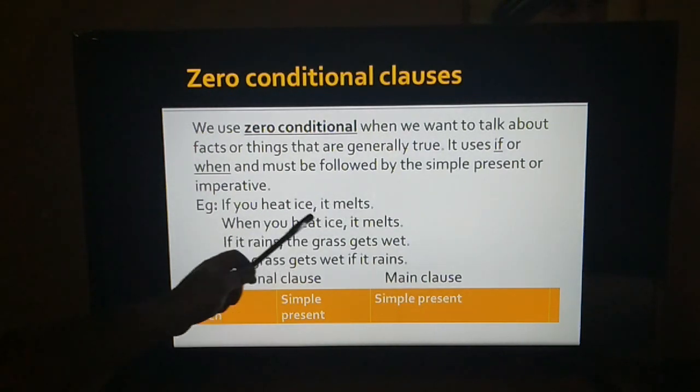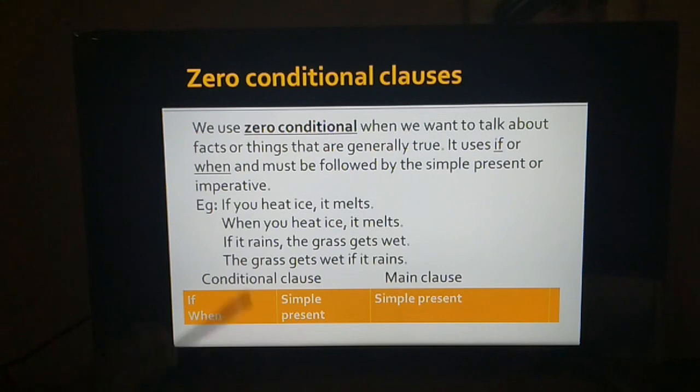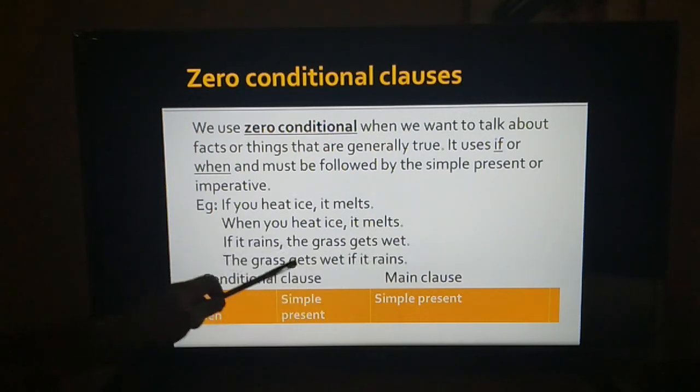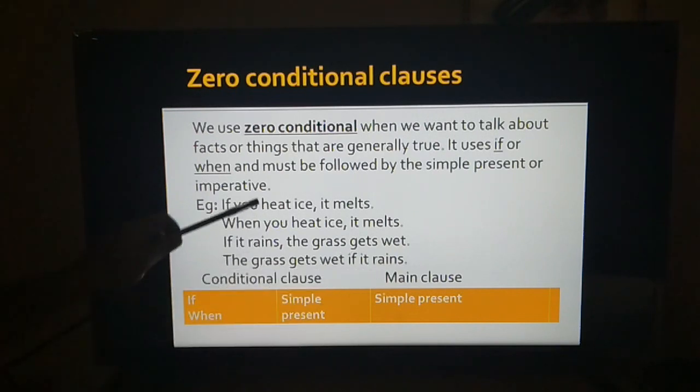When you heat ice, it melts. If it rains, the grass gets wet. The grass gets wet if it rains. So when you pay attention to these sentences, what are the things we notice?